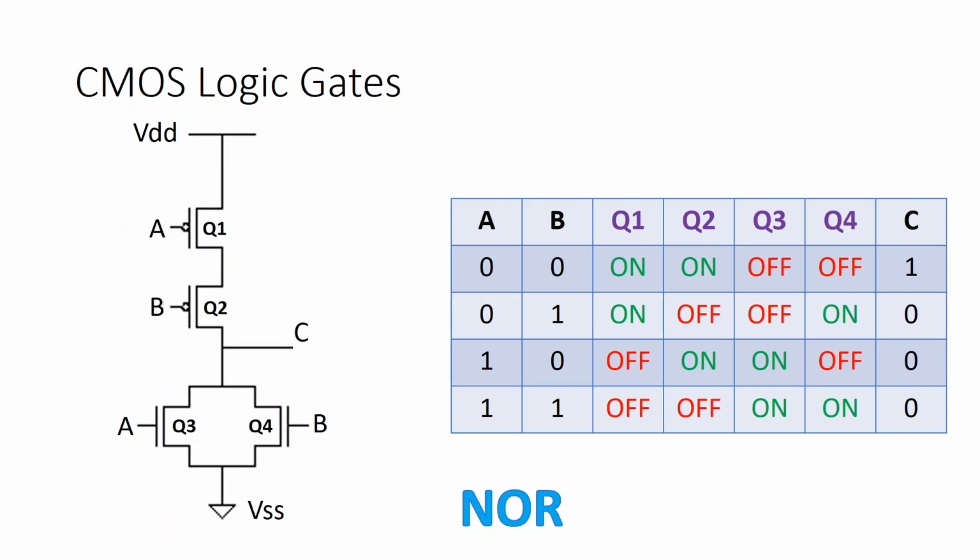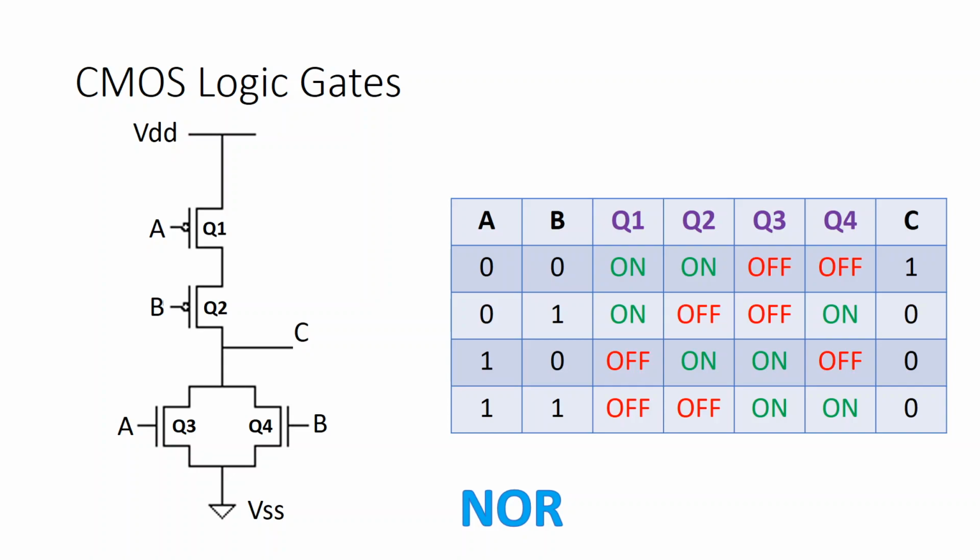Now the NOR gate. The NOR gate circuit arrangement is like this, and you can again do the analysis on this slide. You can see that when A and B are both 0, then VDD will come to C. In all other cases, VDD will not be able to come to C, and the ground will come to C. So this becomes a NOR gate.